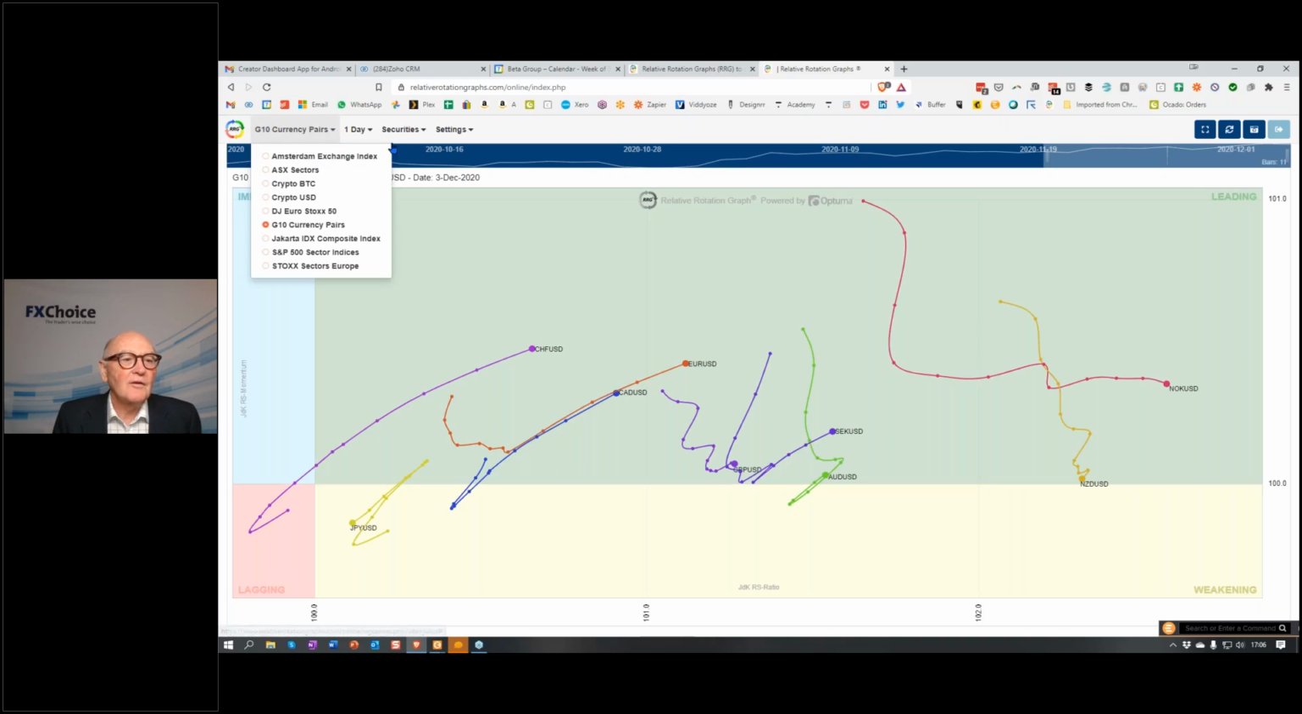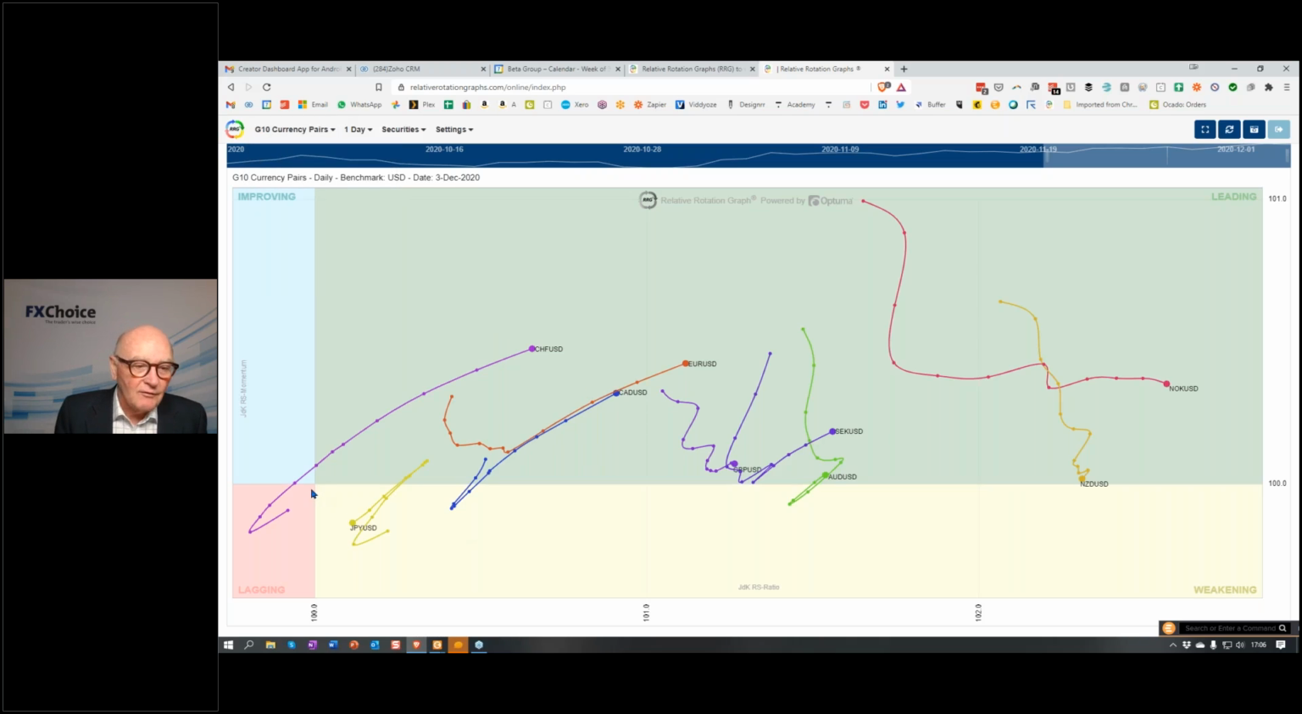There are various different versions. Crypto one might interest you, but this is the G10 currency versus the dollar. Here is the US dollar here, so everything on the right of the US dollar means that everything in the G10 is outperforming the US dollar. The US dollar is weak. There's a picture of it being weak. The strongest is the Norwegian crown, New Zealand dollar also, Swedish crown, Australian, and so forth, and going back. And the worst one, which even that is outperforming the US dollar, is the Japanese yen.